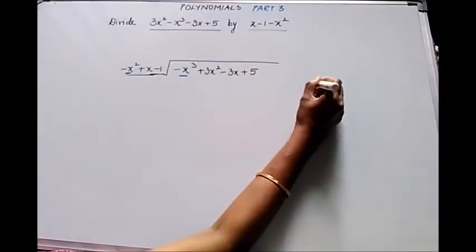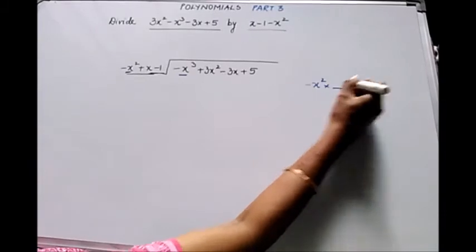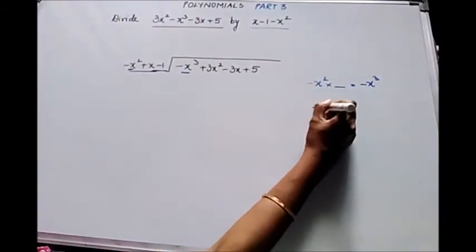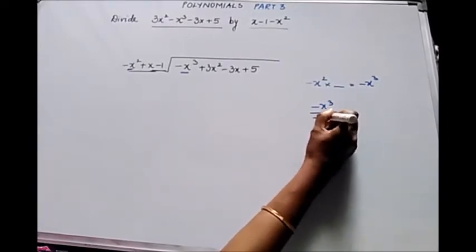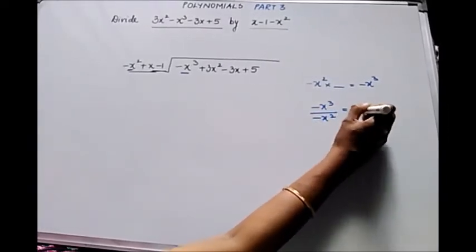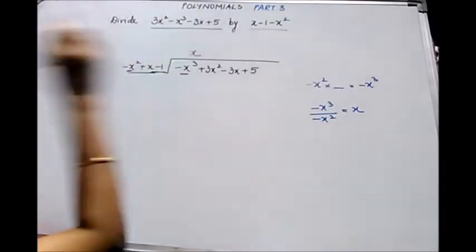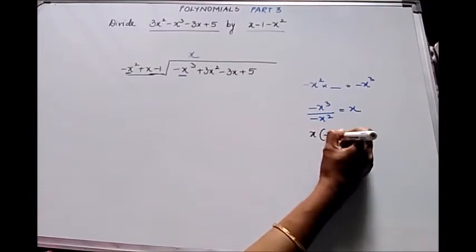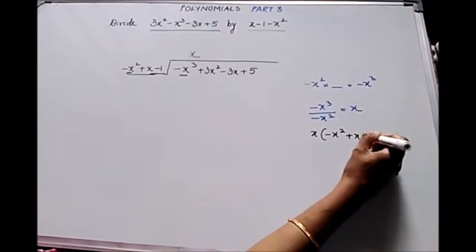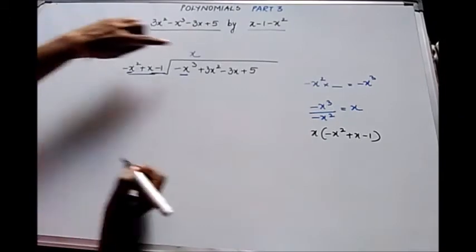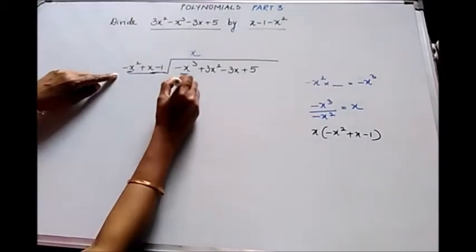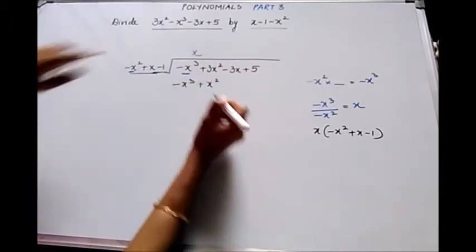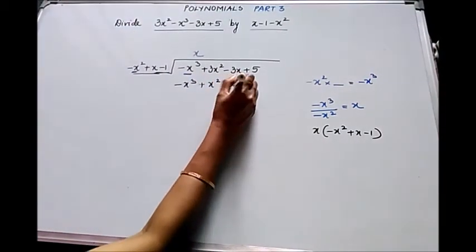Now what should be multiplied to minus x square so that we get minus x cube? Or in other words, I can say divide minus x cube by minus x square. What do we get? We get x. Now write x here. Next step is to multiply x by the given divisor. When you multiply, what do you get? x into minus x square will give me minus x cube. x into x will give me plus x square. x into minus 1 will give us minus x.